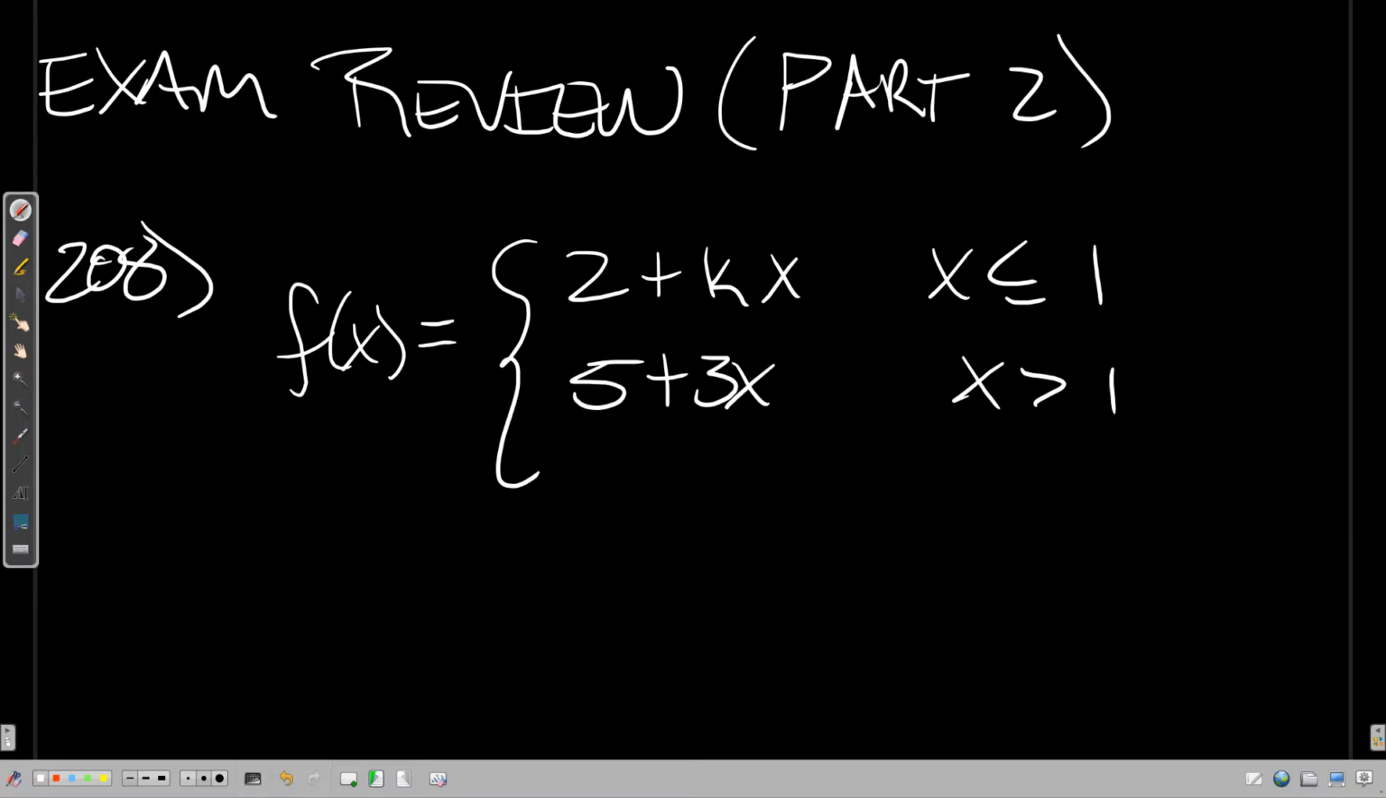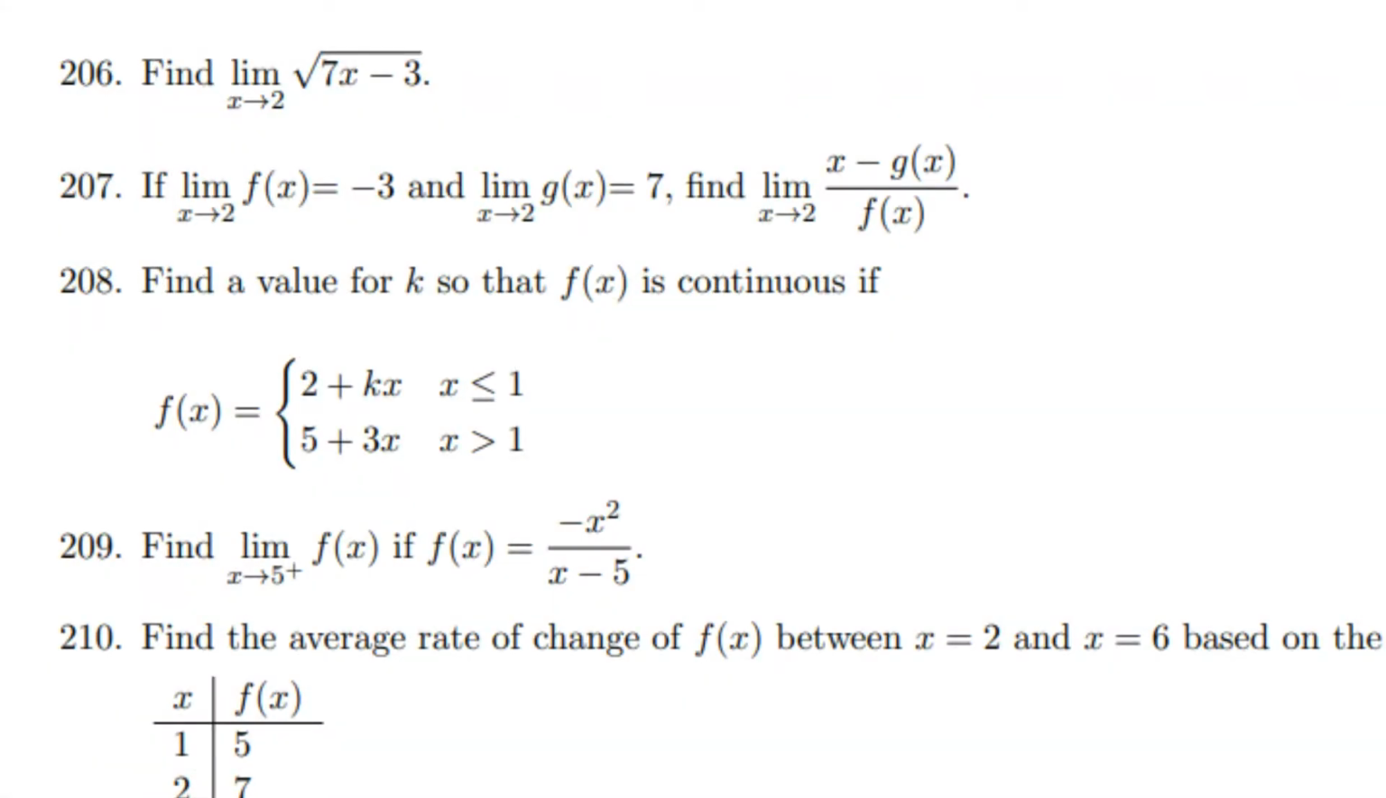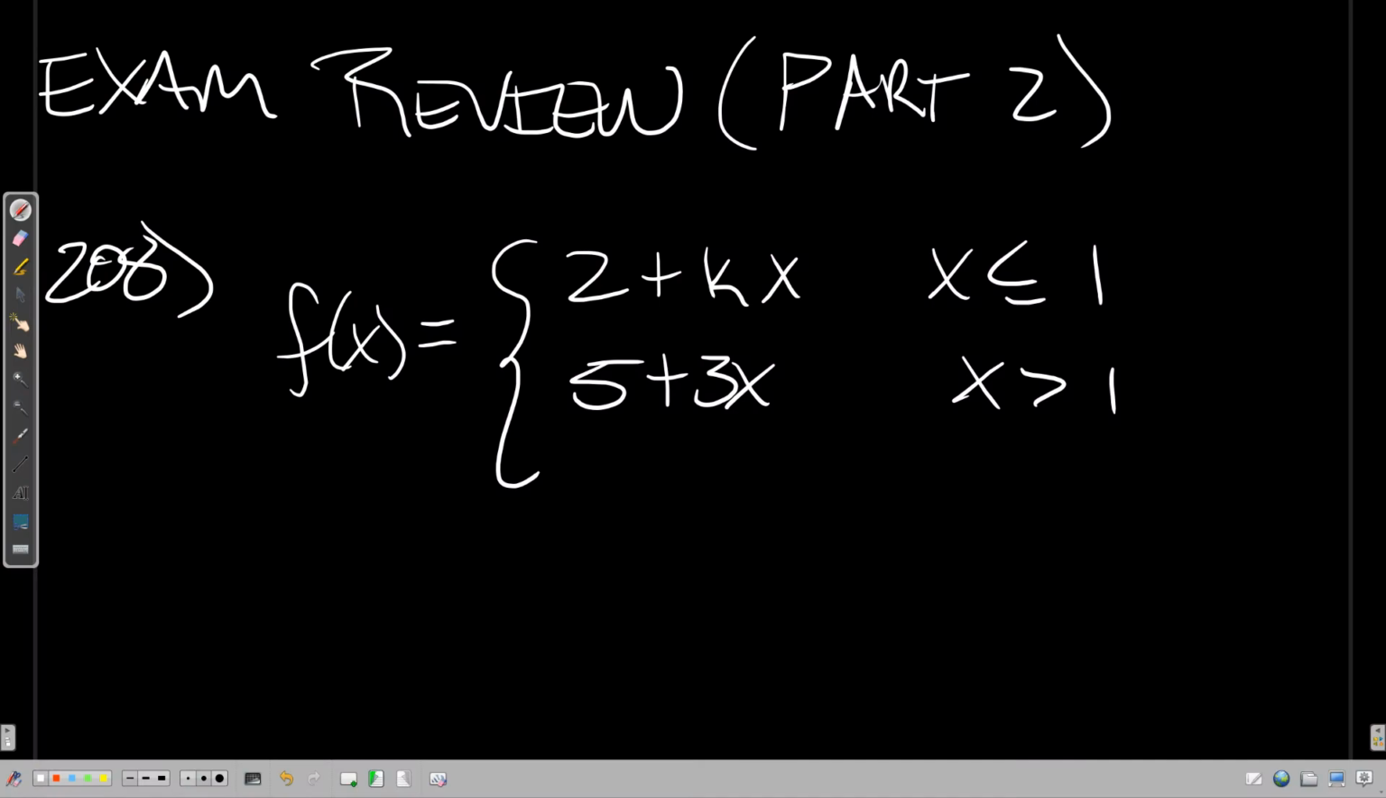All right, let's keep going with our exam review. This is part 2 to that. I want to study problem number 208 from the exam review. Here it is. What we want to do is find the value for k that makes the function continuous.